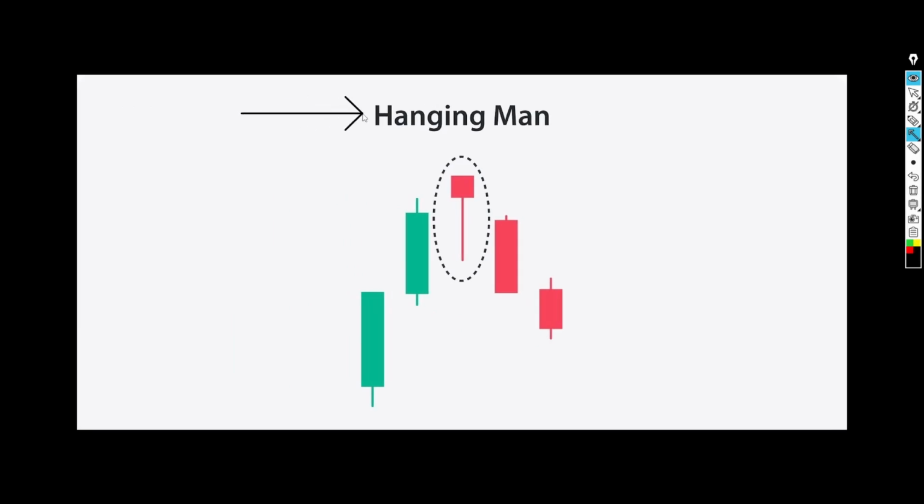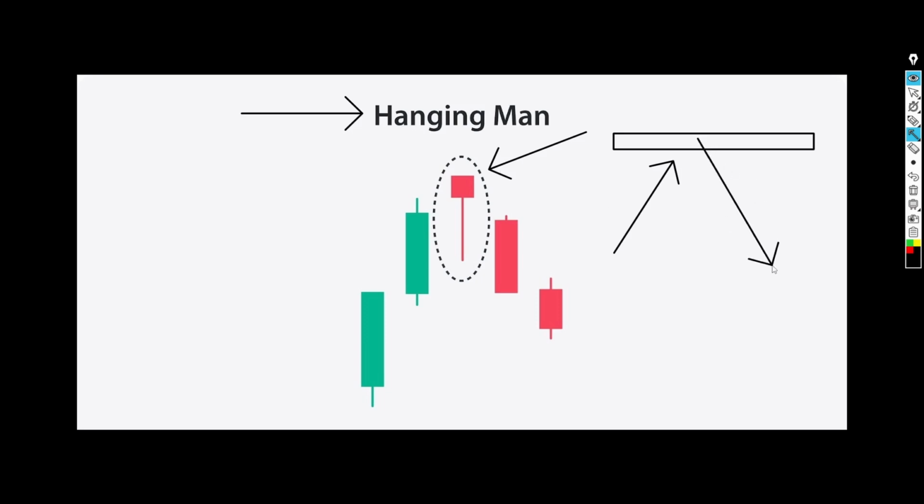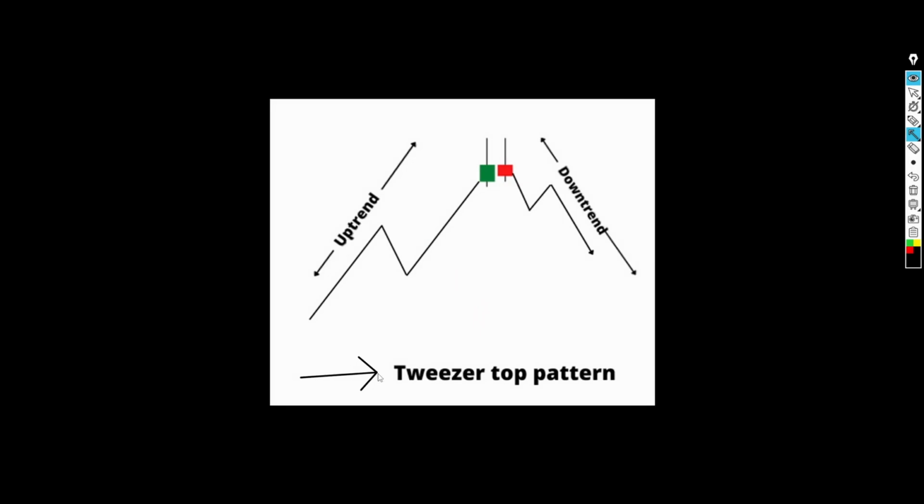Second is hanging man. Similarly, if price moves up, has resistance here, and after hitting this resistance, price forms a hanging man pattern on the 5-second chart, you will place a 1 minute expiry trade in the downward direction. Third one is tweezer top. If you find a tweezer top pattern after the price hits the resistance zone, you will take a reversal trade for 1 minute expiry in the downward direction.